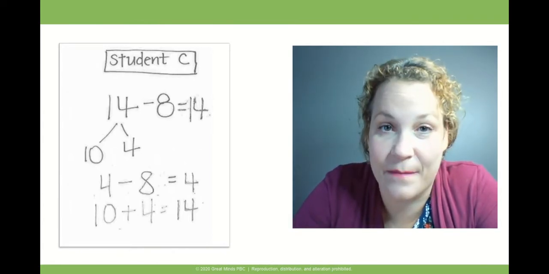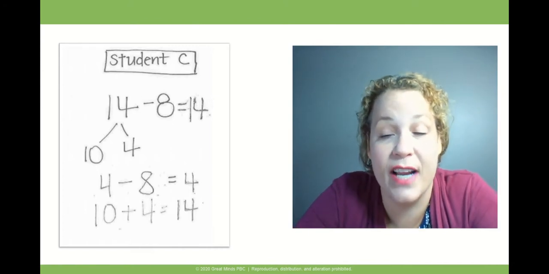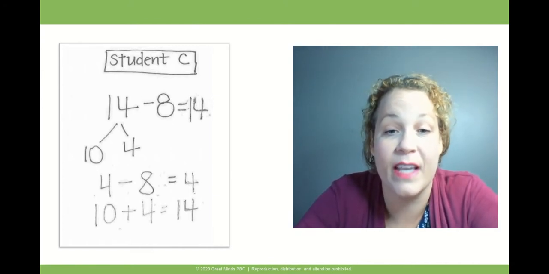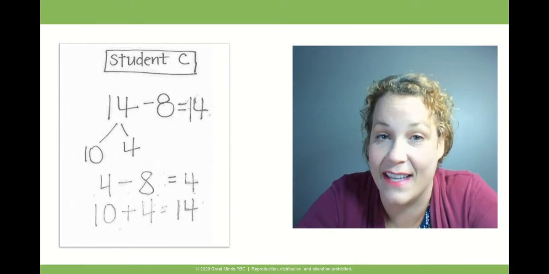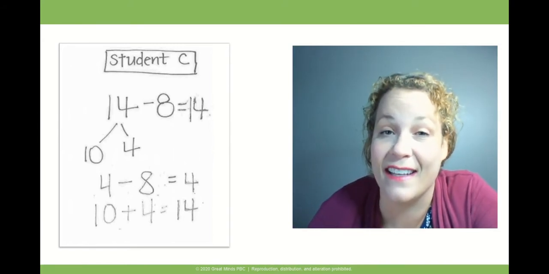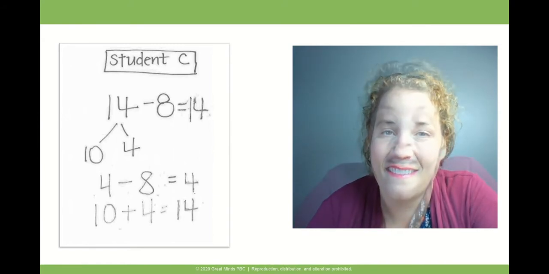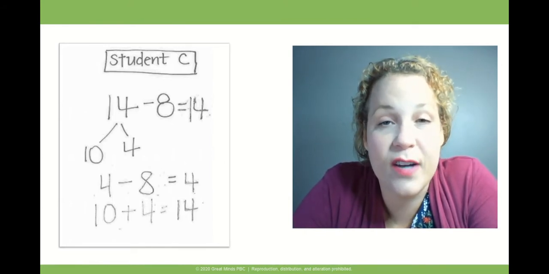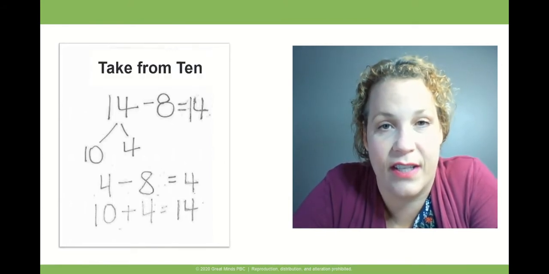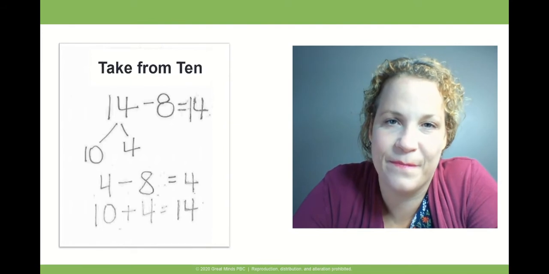Yes, I agree. And I would tell her always to check what number you're taking away. In this problem, you have to take away 8. So you need to subtract 8 from the 10. This student's work was trying to do the take from 10 strategy. So that's how I'll label it.